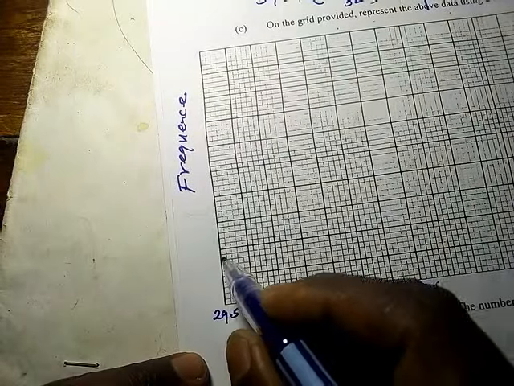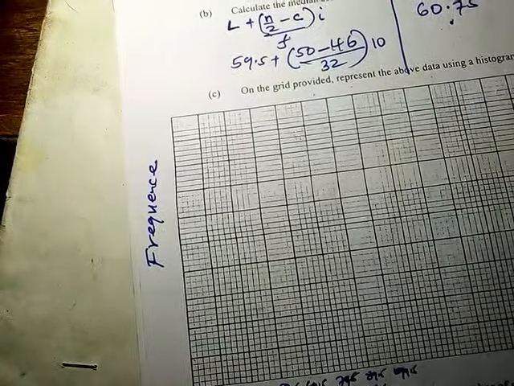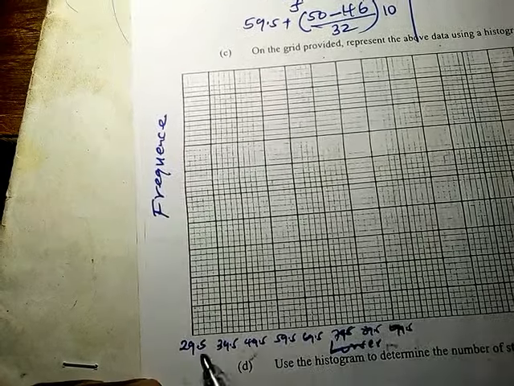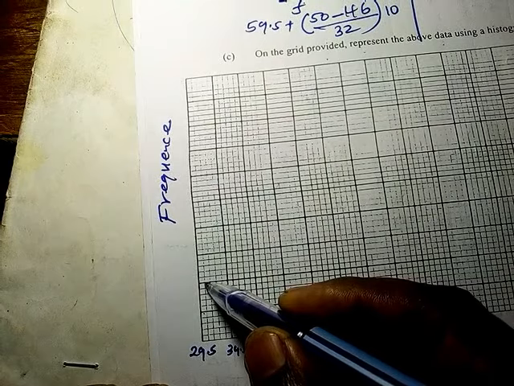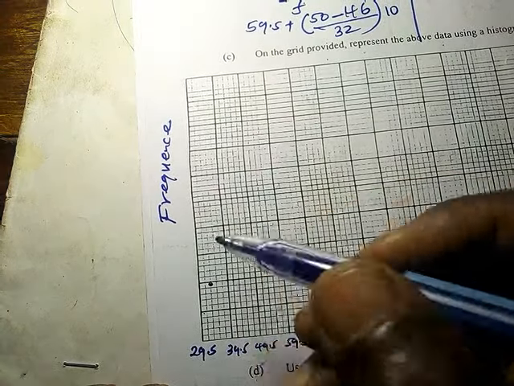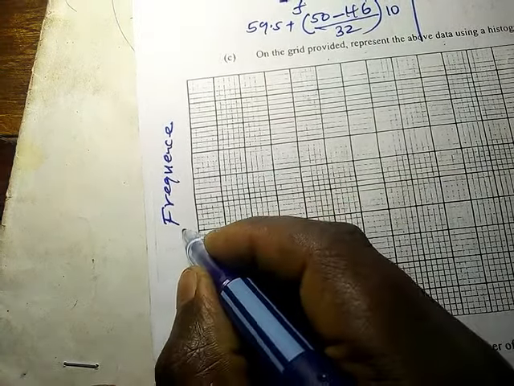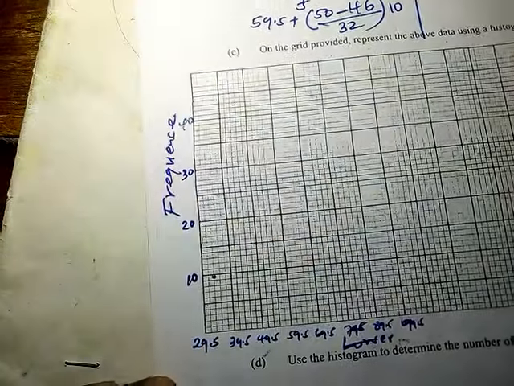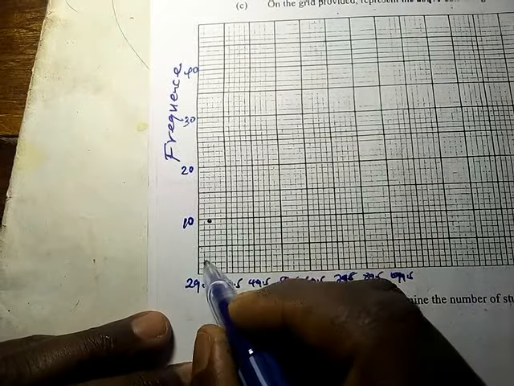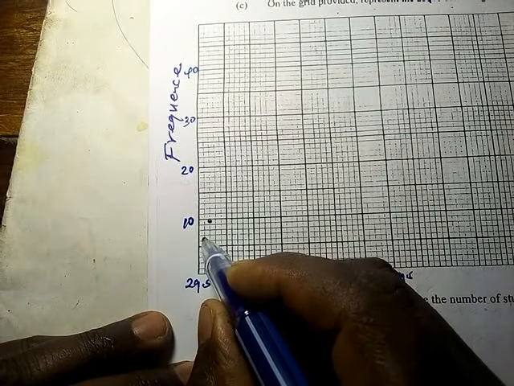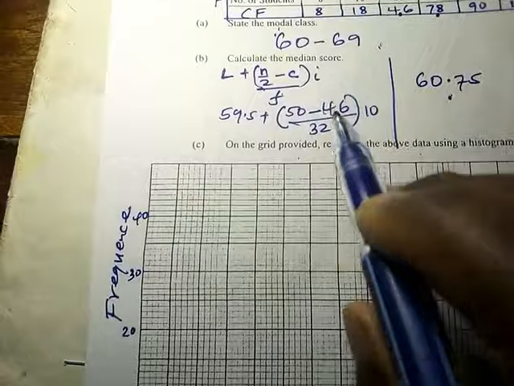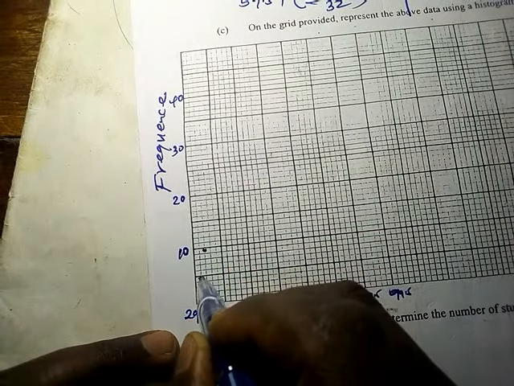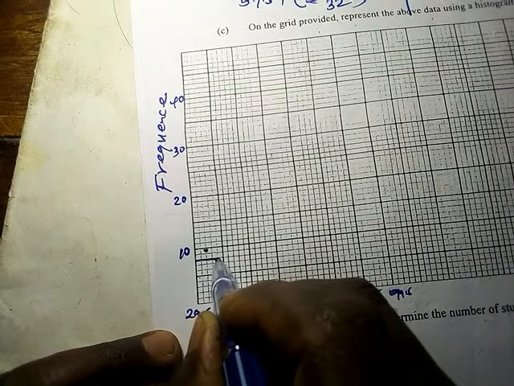So from here we have 8. So here you can have 1, 2, 3. The highest is 32. So if this is 10, then 10, 20, 30, 40. So 8, this is 5, 6, 7. The first one, the frequency is 8. So 8 is here. 5, 6, 7, 8. 8 is there.